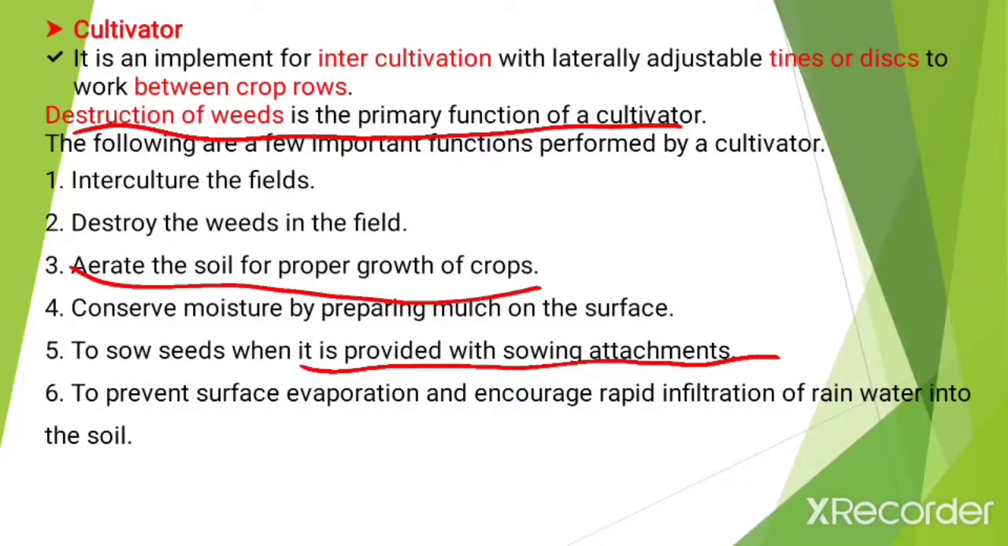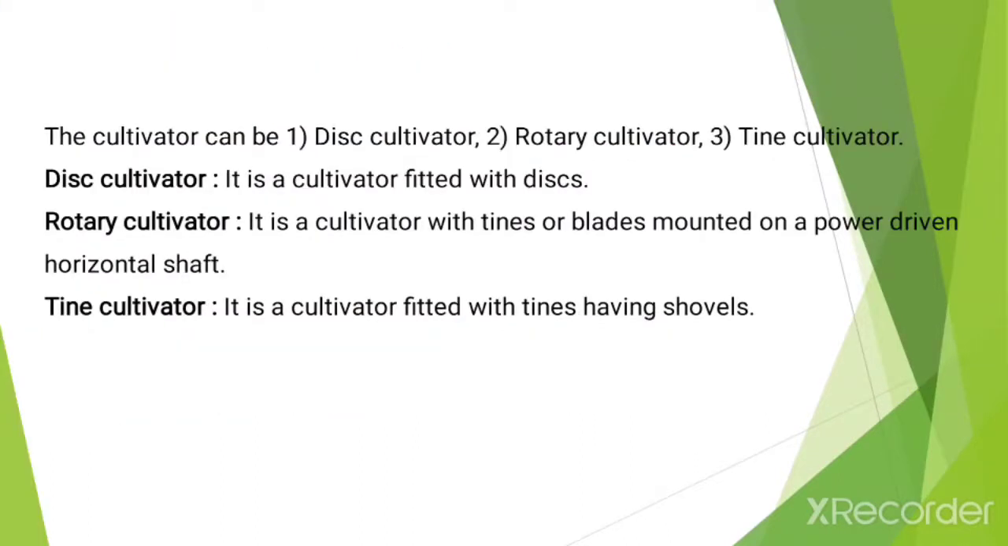Then, to prevent the surface evaporation and encourage the rapid infiltration of the rainwater into the soil. The cultivator helps in aeration of the soil and conservation of the moisture in the soil, so automatically the evaporation rate decreases, and it increases rapid infiltration. Now the cultivator can be a disc cultivator, rotary cultivator, or tine cultivator.